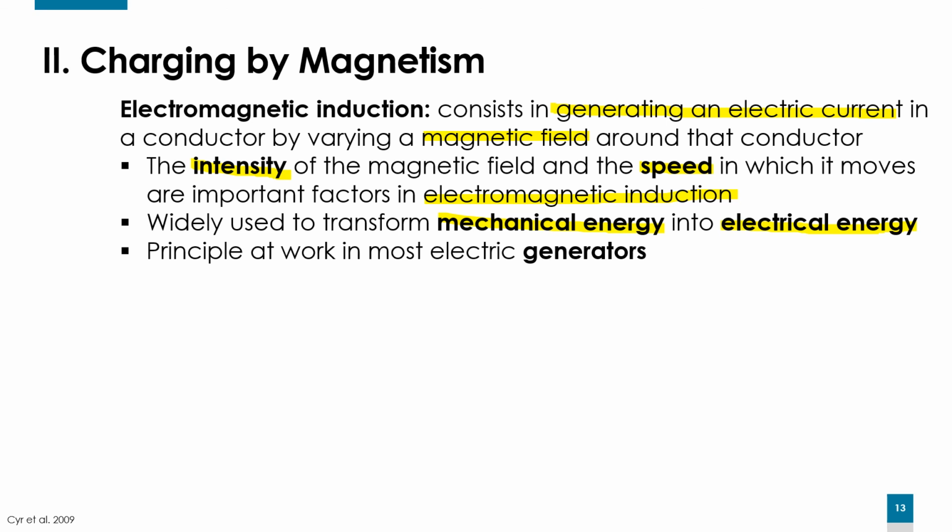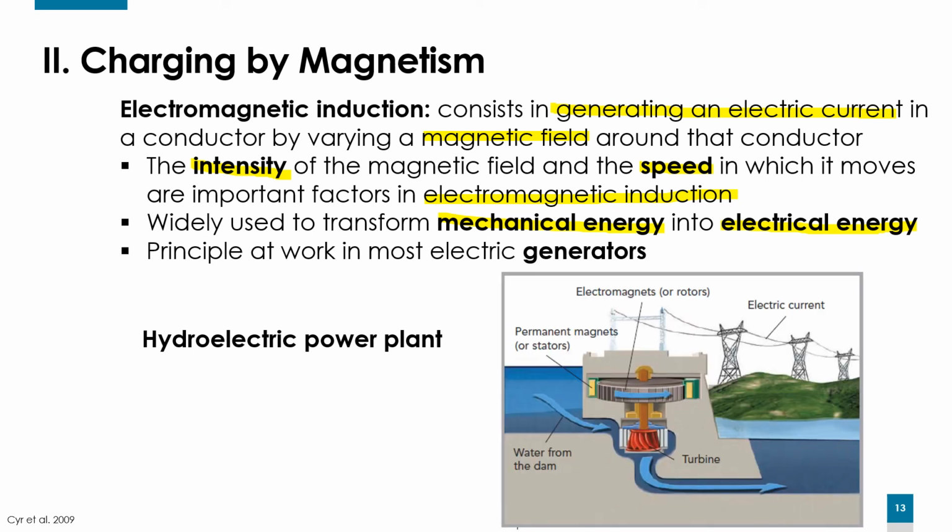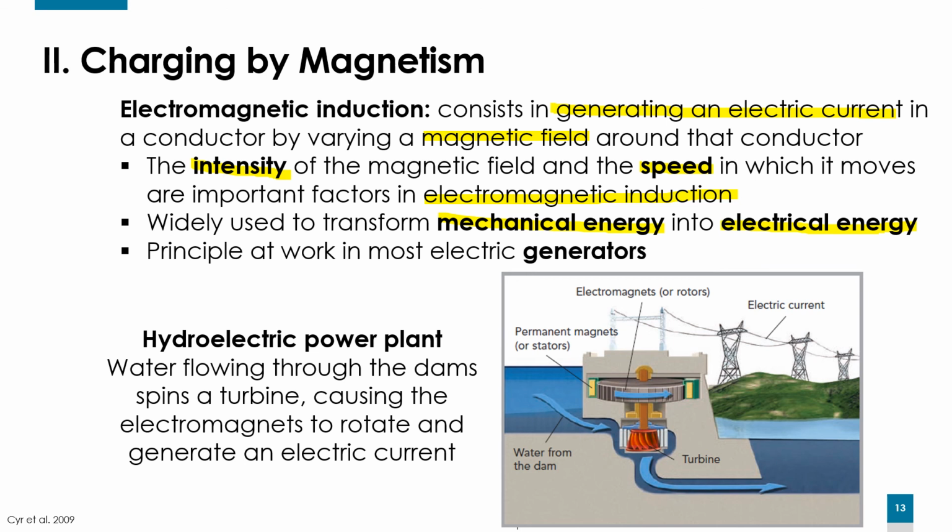This is the principle behind most electric generators. In a hydroelectric power plant, the water moves the turbine, right? When it moves the turbine, what happens? Water flowing through the dams spins a turbine, moving the electromagnets. Inside the turbine, I have electromagnets, so I'm moving my electromagnets. By moving these electromagnets, I create electric current. Now you can understand much better how a hydroelectric plant works.